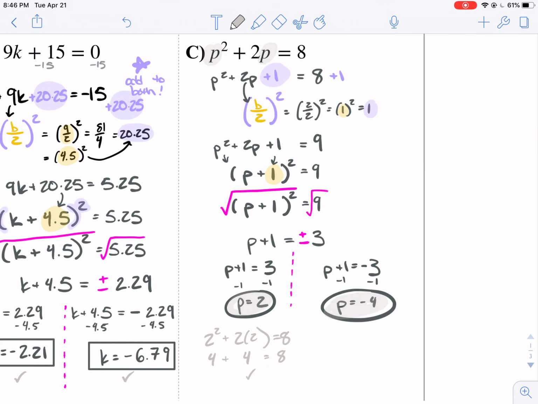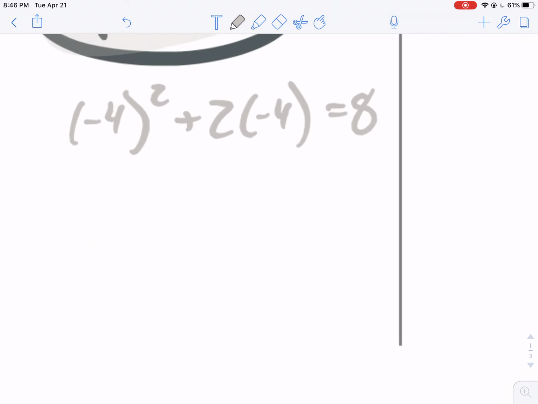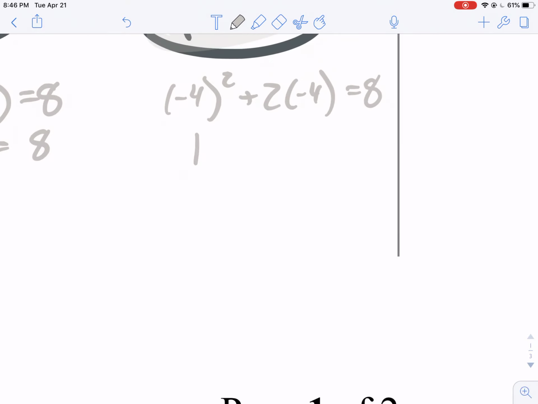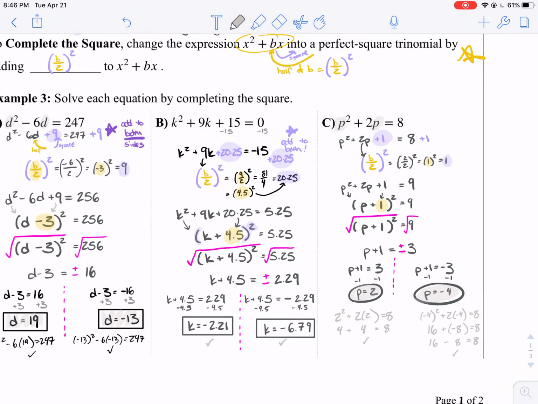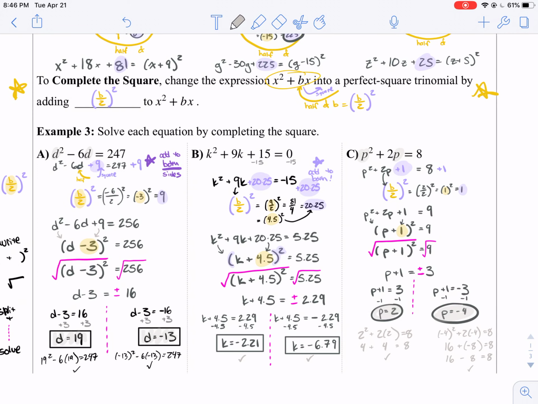Is it true that negative 4 squared plus 2 times negative 4 equals 8? Oof, I don't know, guys. Let's find out. So that's 16 plus negative 8 equals 8. Well, that's the same thing as 16 minus 8 equals 8. That is true. Awesome, we did it right. You guys, we completed the square 3 times. Way to go.